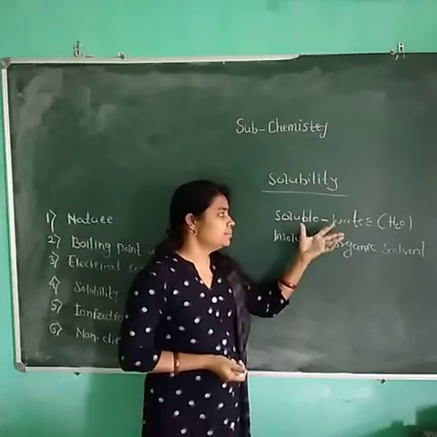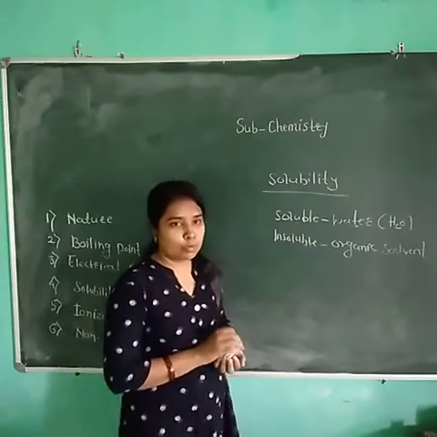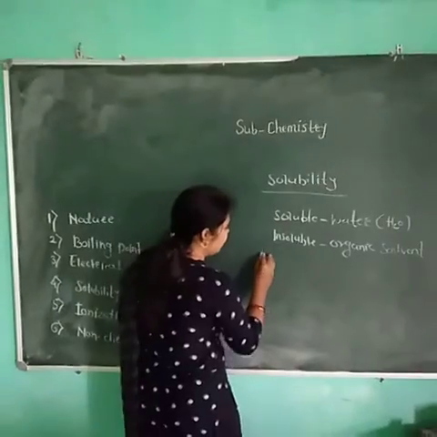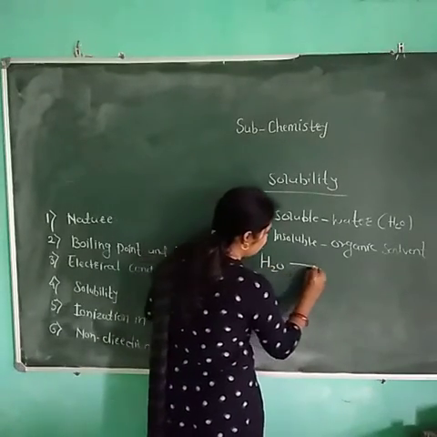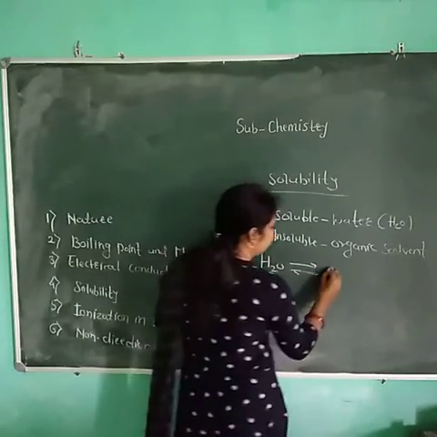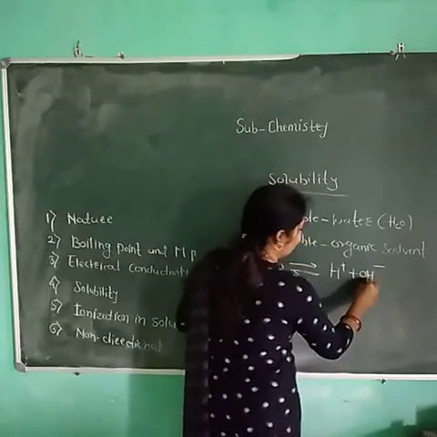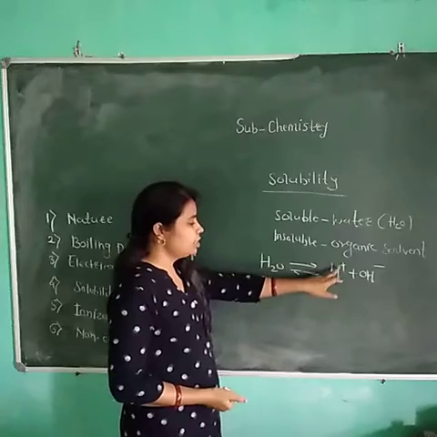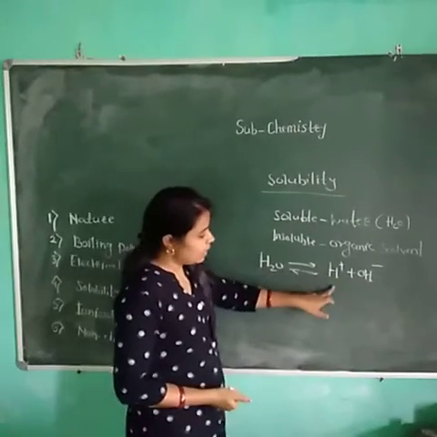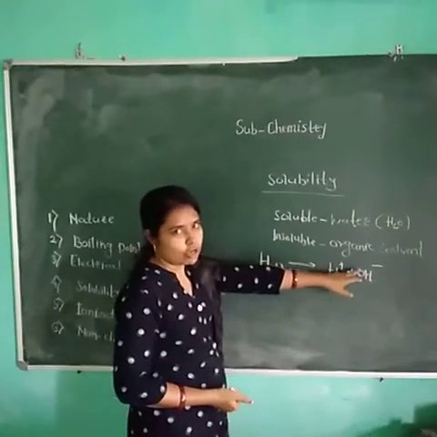The main reason behind this is that water is a polar molecule. It means that H2O after ionization gives H+ and OH-. These two ions are the hydrogen cation and the hydroxide anion.